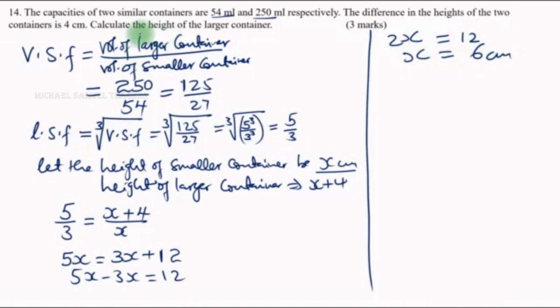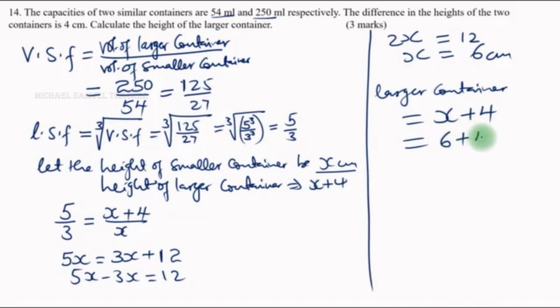The question is asking the height of the larger container. Therefore, for the larger container, the height is x plus 4, which will be x is 6 plus 4. Therefore, we get 10 centimeters. So that is the height of the larger container.